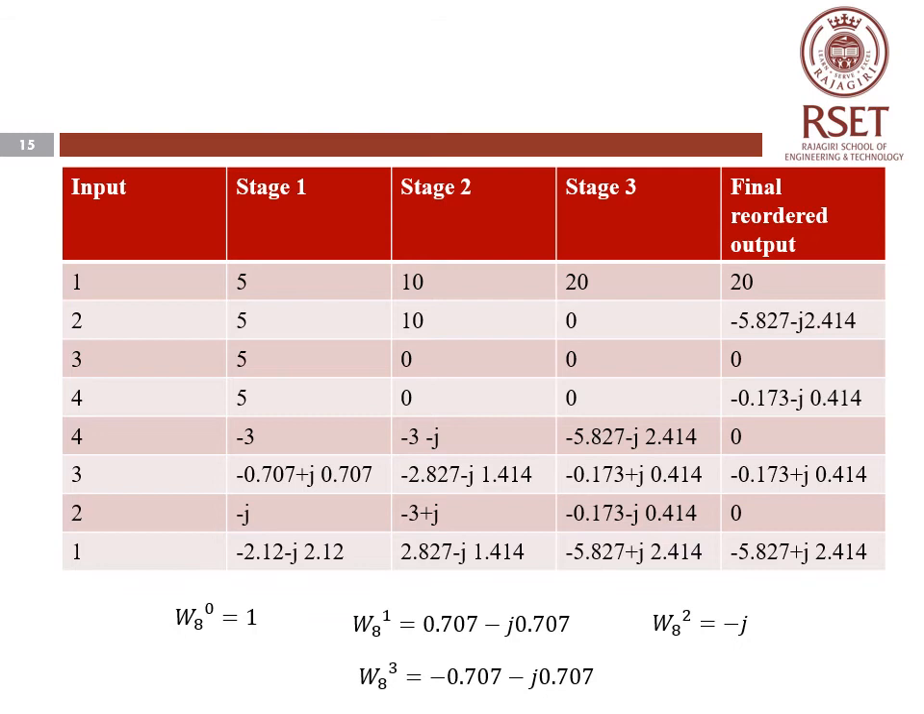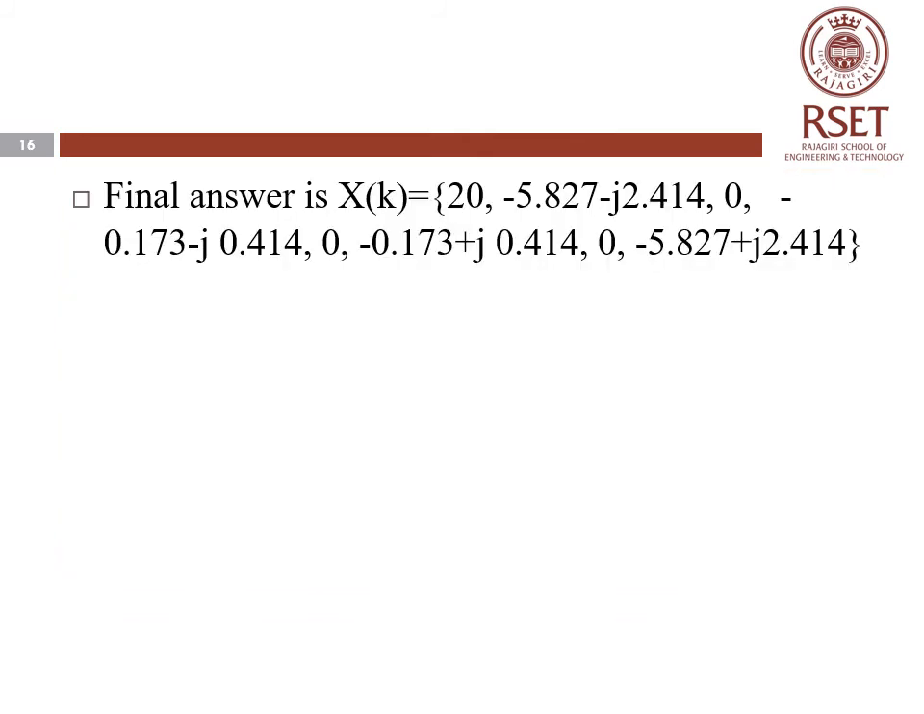So since the output of stage 2 is bit reversed, we have to reorder, and the final output is as shown. Final reordered output is 20, minus 5.827 minus j 2.414, then 0, and minus 0.173 minus j 0.414, then 0, minus 0.173 plus j 0.414, then 0, and minus 5.827 plus j 2.414. Okay, and the final output has to be written using curly brackets as shown in the next slide. So this is the final answer to the problem discussed.